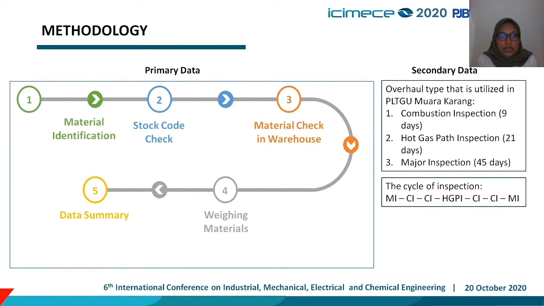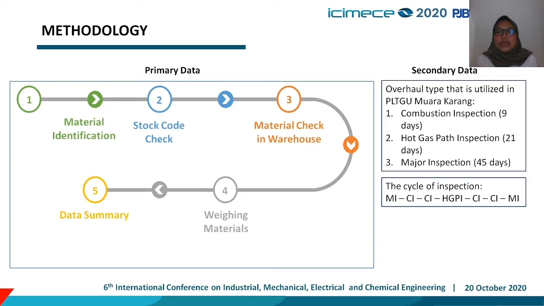To conduct this study, we need two types of data. The first one is primary data, where we identify a list of components when combustor inspection is performed. After the identification, we check the materials in stock code to help locate them in the warehouse. After we get the materials in the warehouse, we weigh them, and then put the data into a data summary.